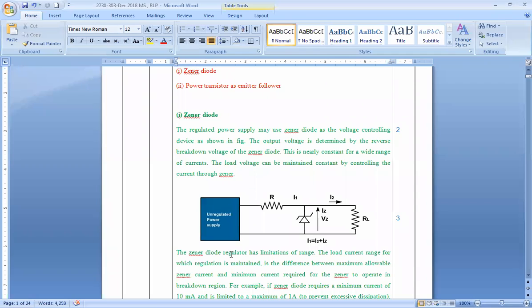The one which has a lot of spikes and lots of ups and downs, and is not at all stable ultimately, right? Those kind of power supplies are generally referred to as unregulated, which means it's just a power supply. That's it. So we have a resistor here, and then we have the current I1, which is passing through the resistor R. Now, if we can control the current that is passing through the Zener diode, then ultimately we can make sure that it becomes constant.